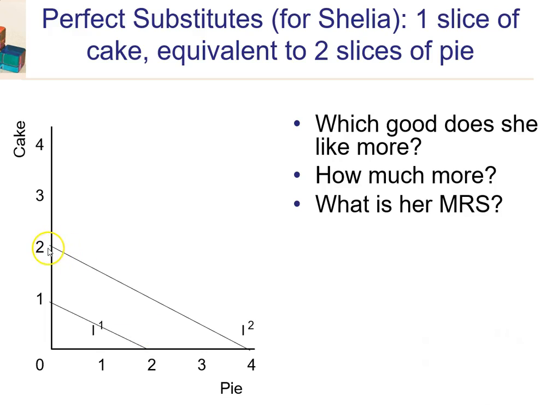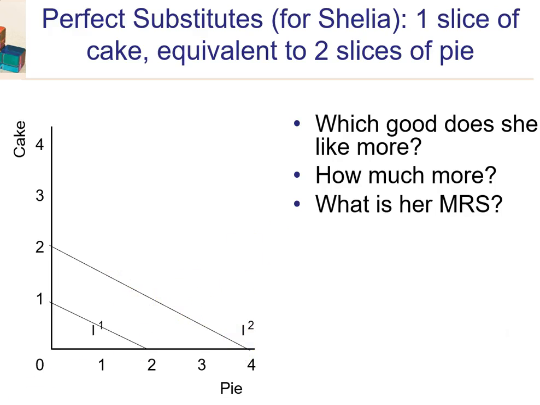Or if she had 2 slices of cake and no pie on this second indifference curve, well, she's willing to give up both those slices of cake, but you now need to give her 4 slices of pie in return. So clearly, cake makes her twice as happy. Each slice of cake makes her twice as happy as a slice of pie. Again, her MRS is 1/2, because the slope of this indifference curve is -1/2.